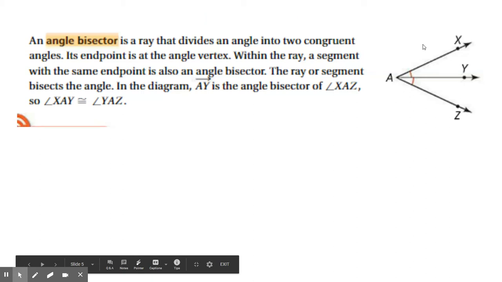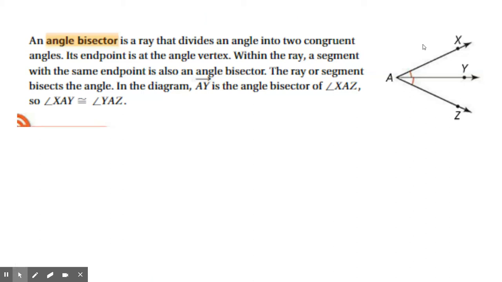All right, so now we're going to pick up with another definition here of an angle bisector. We talked about a segment bisector a couple sections ago, so now we're going to look at angle bisector. An angle bisector is a ray that divides an angle into two congruent angles.